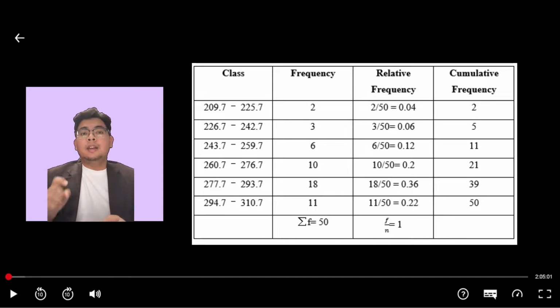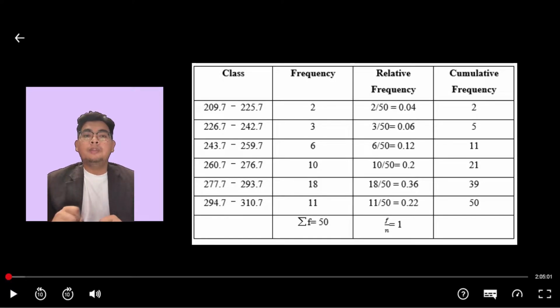The next is class frequency, relative frequency and cumulative frequency. The formula for relative frequency is class frequency divided by sample size. Sample size is 50, and then frequency 2 divided by 50 equals 0.04, and the next is 0.06, 0.12, 0.20, 0.36, 0.22, and the total for relative frequency is 1.